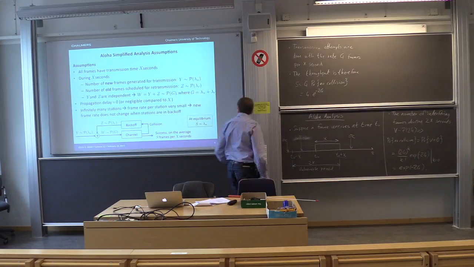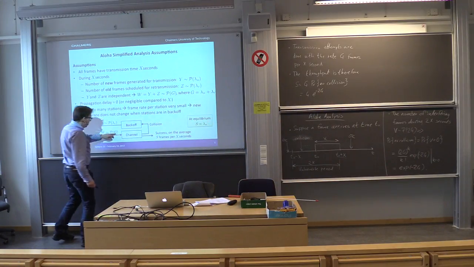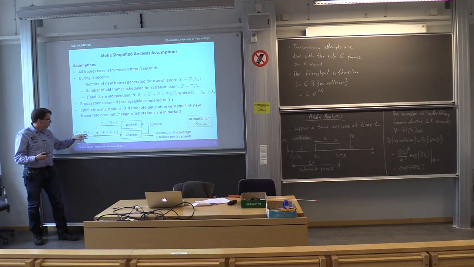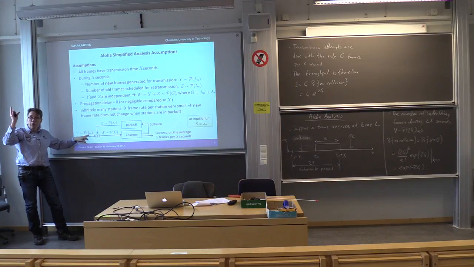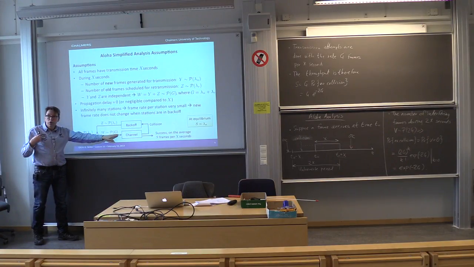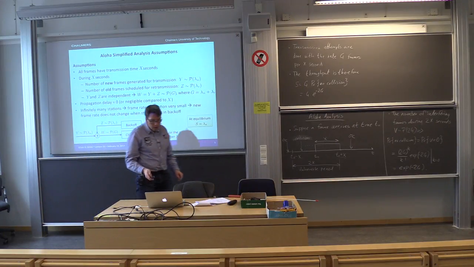Okay. What is G? G is the rate at which we access the channel, and the rate depends on the rate of new frames coming from above, from the protocol layer above, plus those which are scheduled for retransmission. So G here is not all new frames, it also includes retransmissions. Okay. All right.